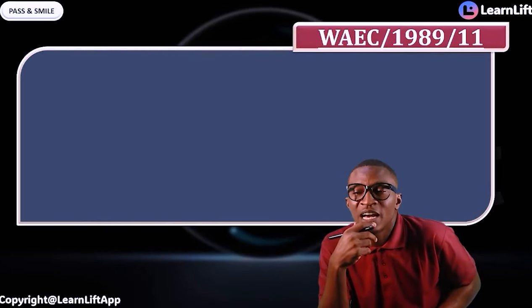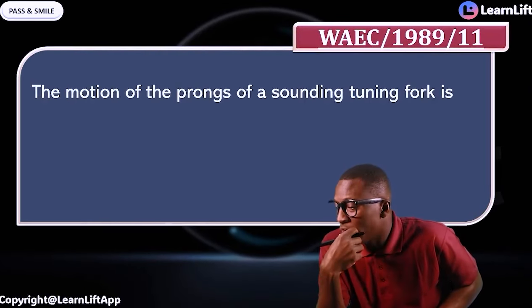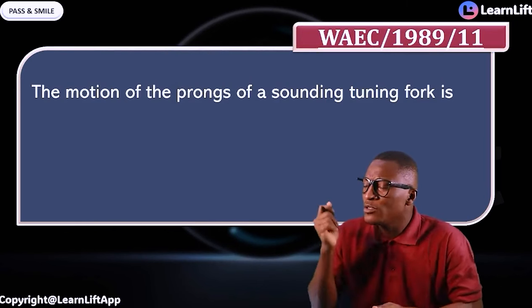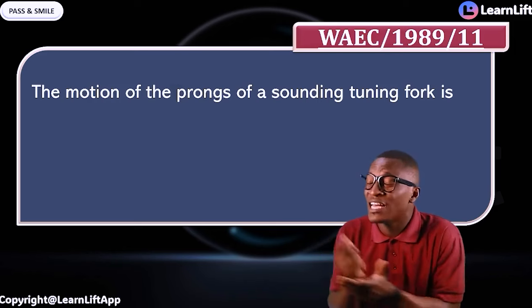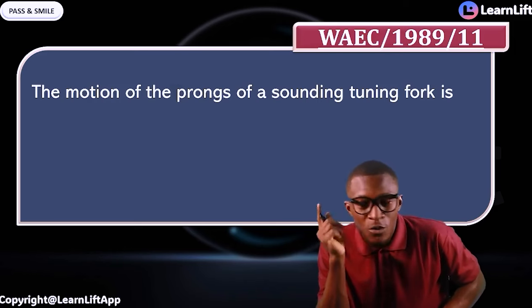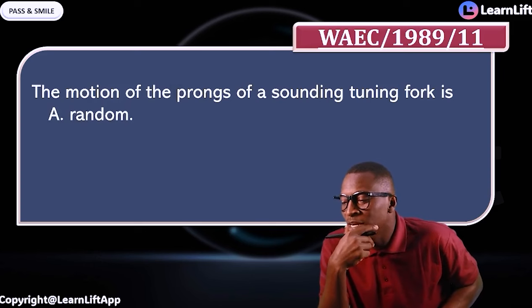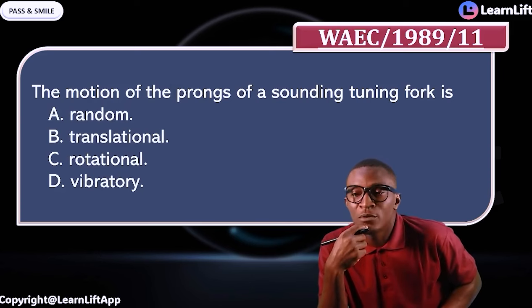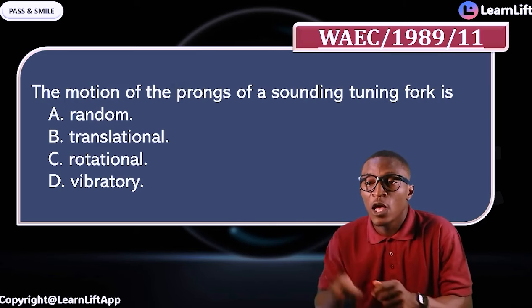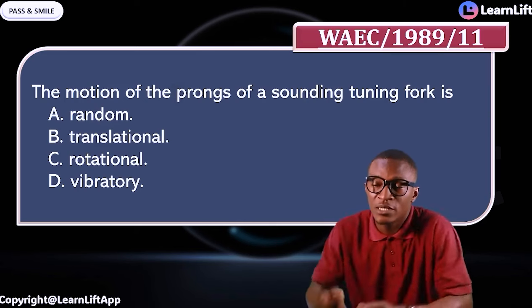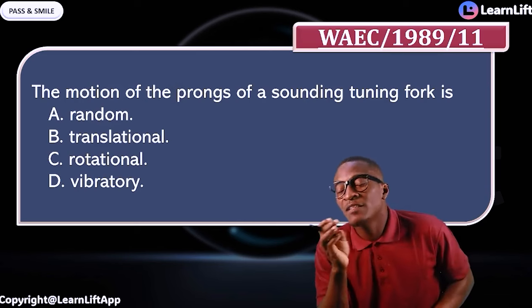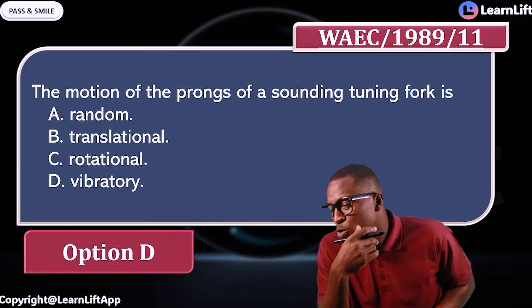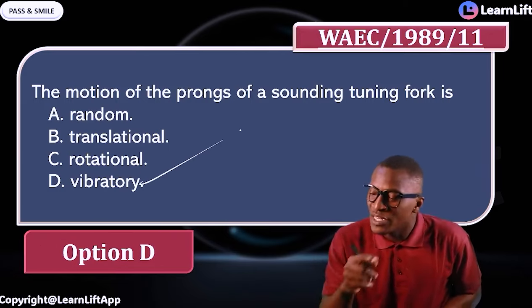Still on JAMB. JAMB 1989 question 11. The question says the motion of a prong of a sounding tuning fork. Give me the answer before they ask. Option A, random; B, translational; C, rotational; D, vibrating. The prong of a tuning fork helps to cause resonance. When you hit it, that body starts to vibrate, making it a vibratory, oscillatory or periodic motion, making option D the answer.